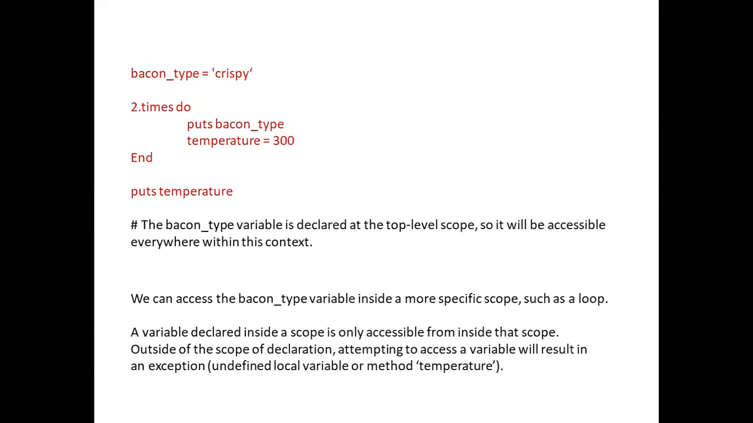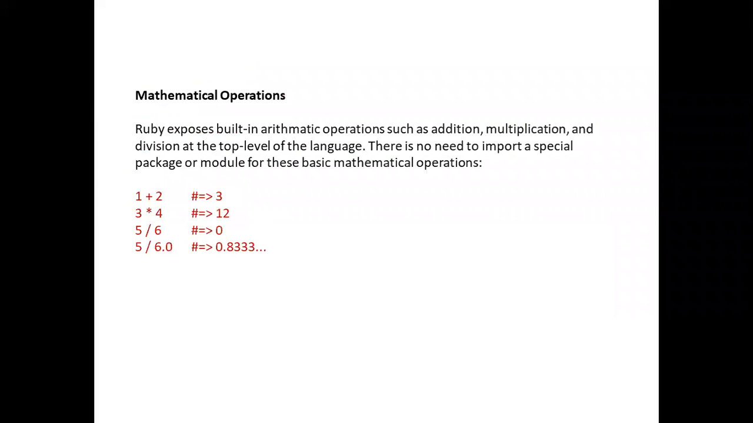Anyway, these variables, one is a global variable, and one is inside a loop, in case you set one up. The loop variable is only accessible within the loop. But if you define it at the global level, it is accessible through the entire program. Mathematical operations are allowed in Ruby, so there is no need to import any special package or module. You can start defining and start using it.